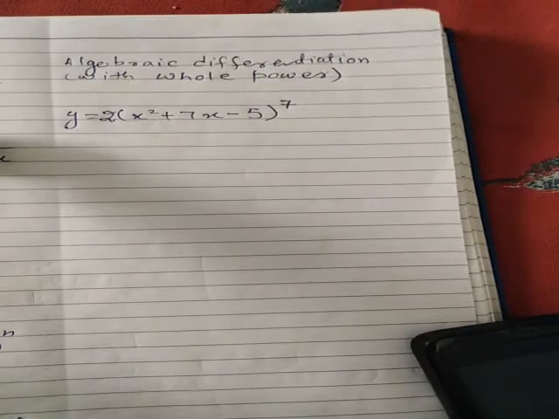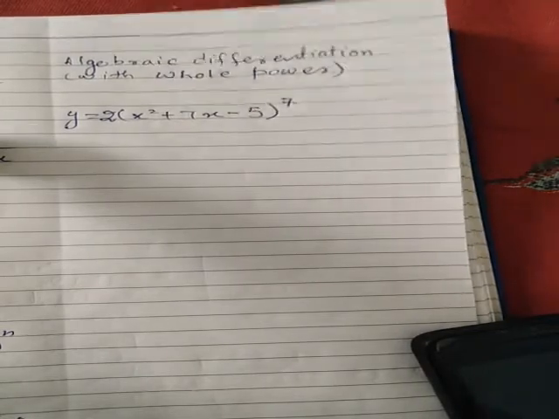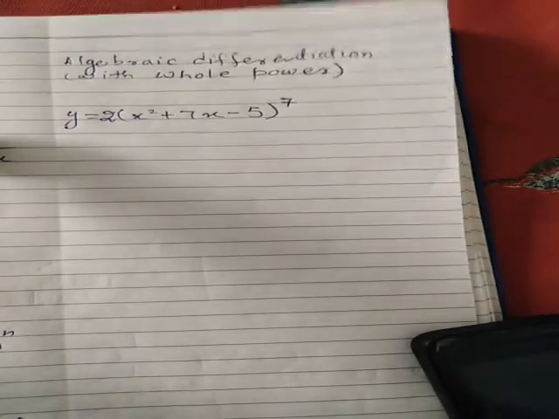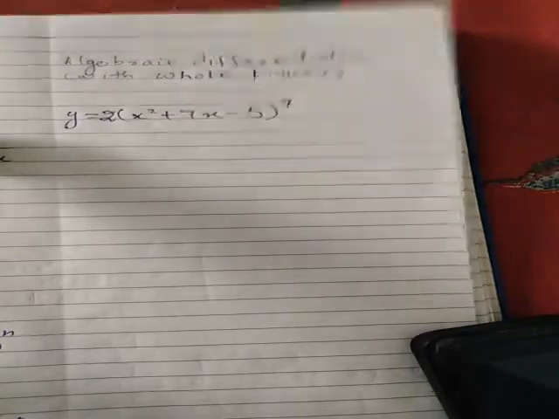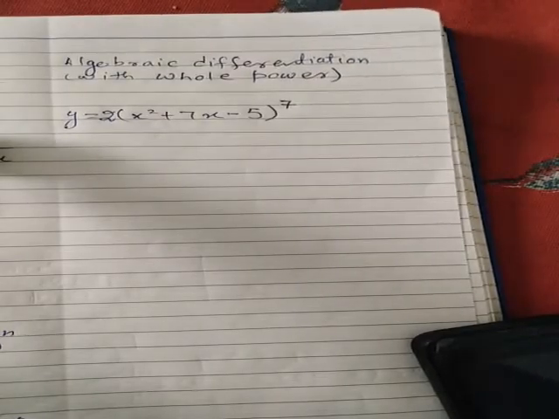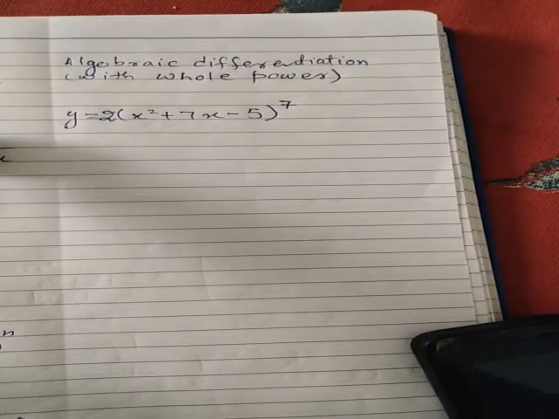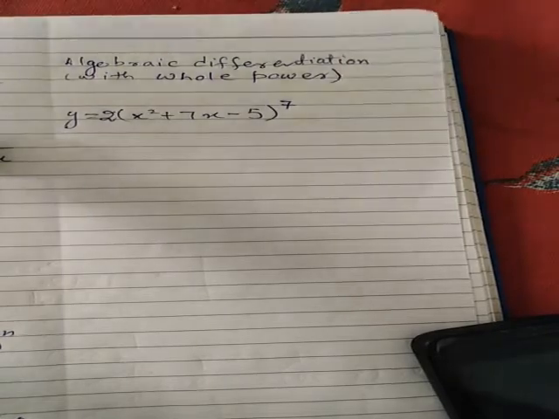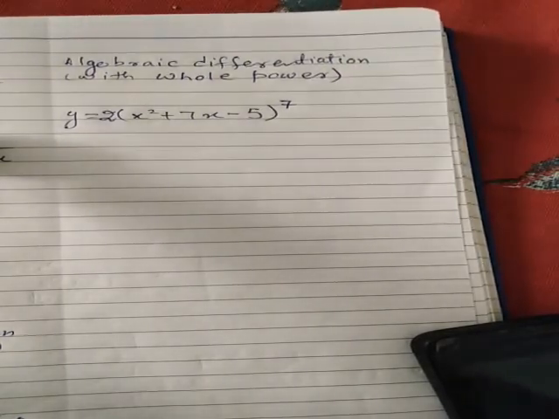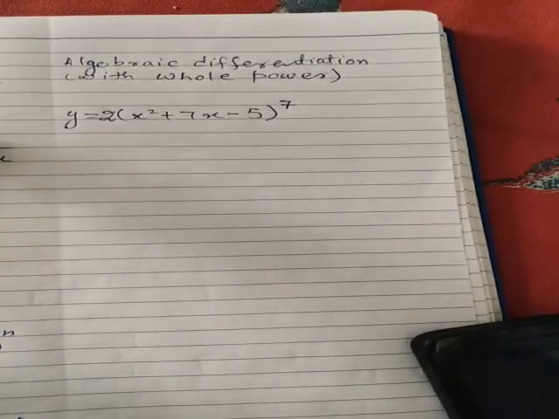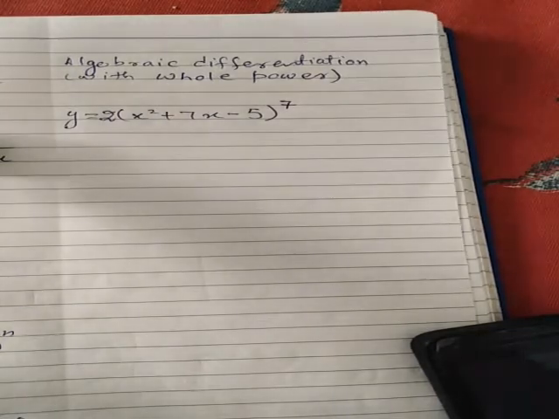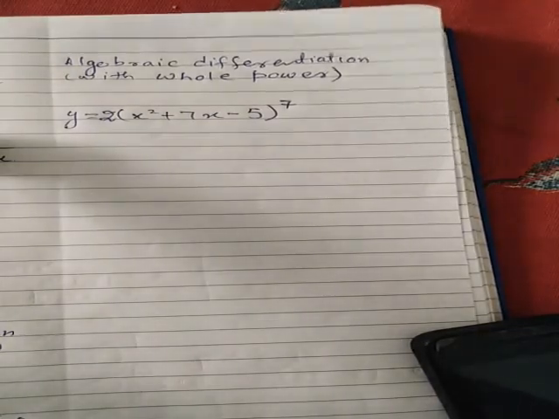I'm repeating myself. What will you do? The whole power of the bracket will be multiplied by the coefficient of the bracket, and then the power will be reduced by 1. You will not do anything inside the bracket. Whatever is written inside the bracket, that will be written as it is.